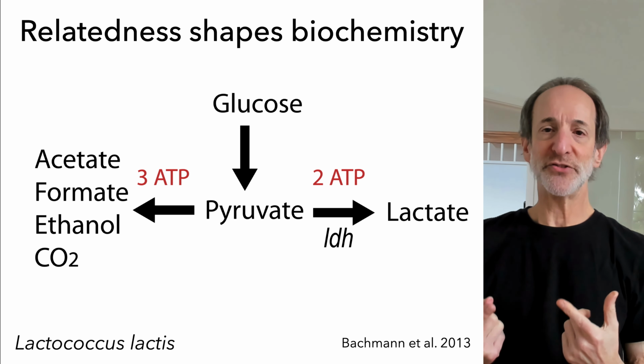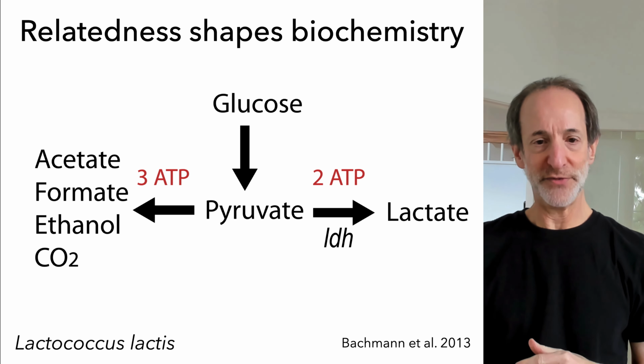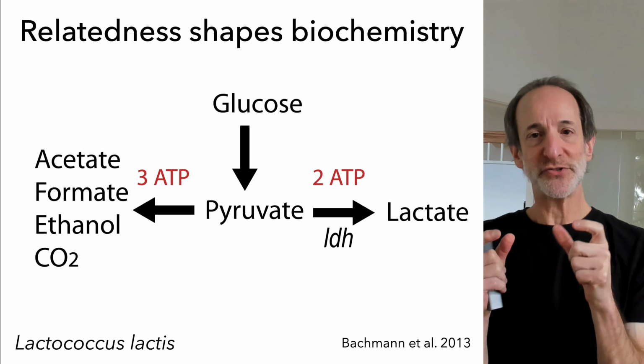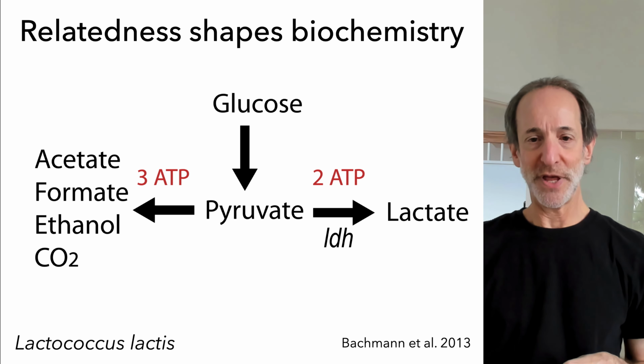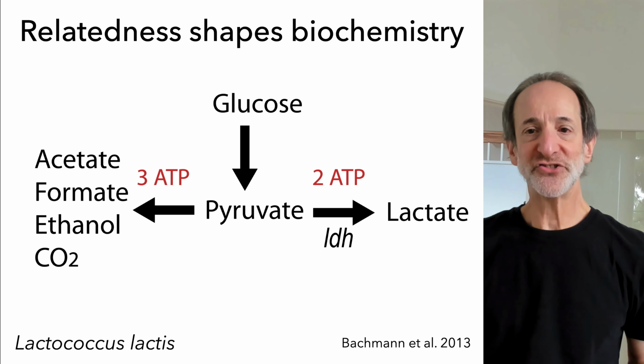Under that circumstance, they predicted that the high-yield, low-growth rate pathway would tend to be favored. And then alternatively, they grew the two different genotypes in direct competition, and that they believed would favor the high growth rate, low yield. And that's exactly what they saw.